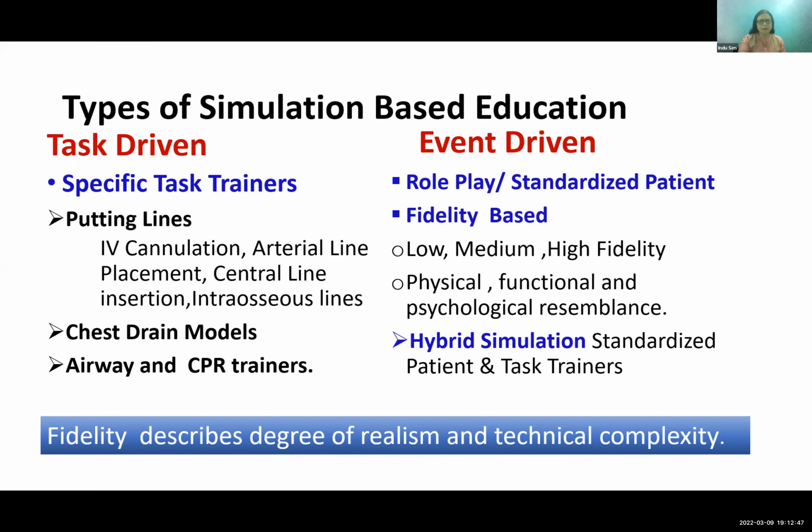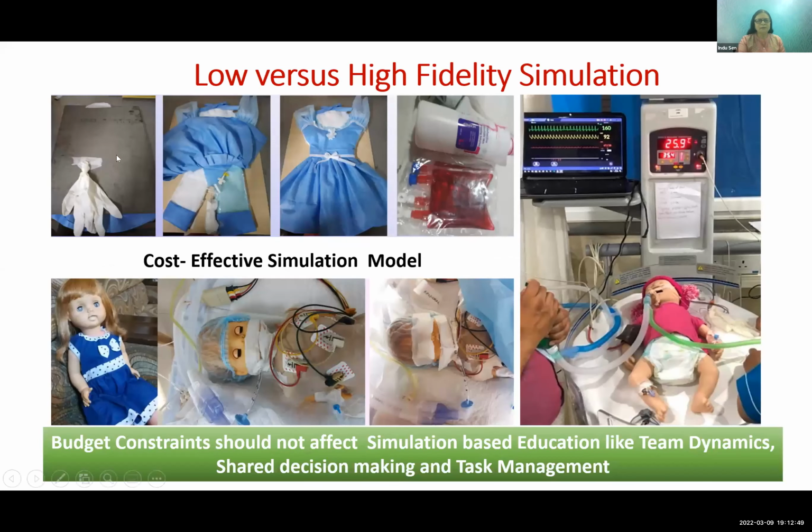Then we can have even hybrid simulations where we use the trainers along with the role play. Here are some simple examples for learning, like femoral cannulation. This is a simple doll which has been used in the OT scenario to learn. There are not only tasks like skills; we can learn team dynamics and shared decision making. All these things can be learned on these low fidelity models.